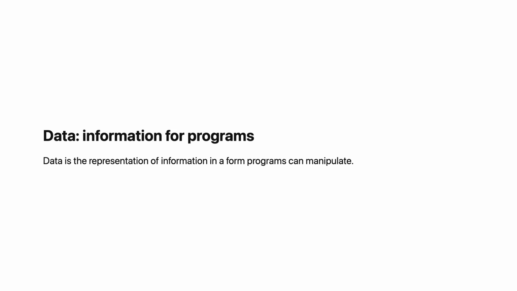Data is the bridge between the real world and the program. We take information from the world, represent it as data, process it, and produce results. Understanding data means understanding how to represent the information in a way programs can manipulate. How do we represent information as data?